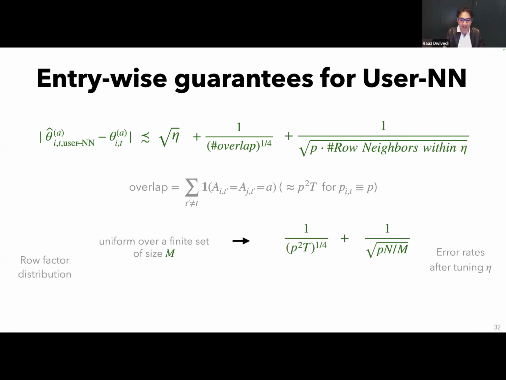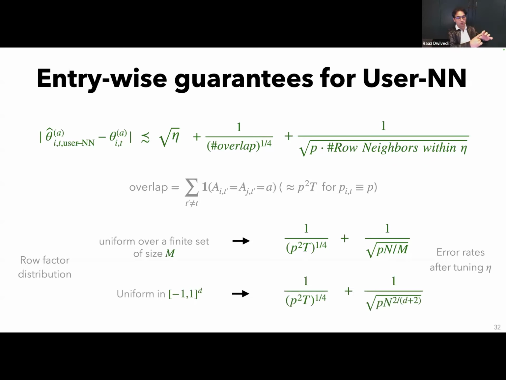To instantiate it, you have to understand the distribution of these factors. Are there neighbors in my problem? Are there similar users or not? If not, then this method will not work. Let's instantiate it, for example, supposing there are finitely many types of users, only m kinds of users. Then if you tune eta properly, you can show that this error rate is 1 over (p squared T) to the 1/4 plus 1 over the square root of p n over m, where n is the number of users. But what if each user is unique?